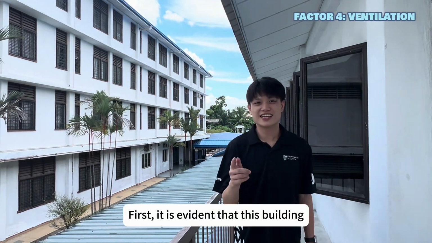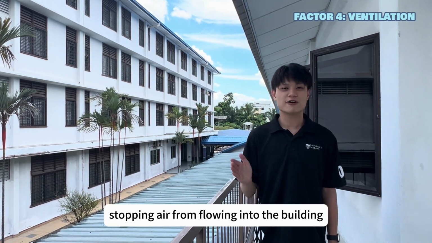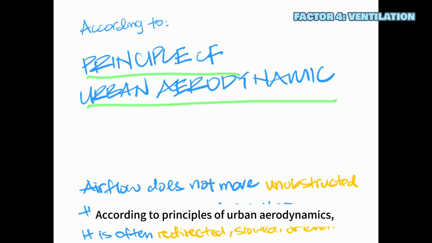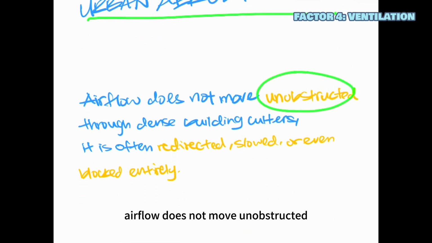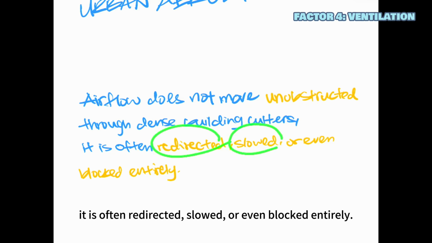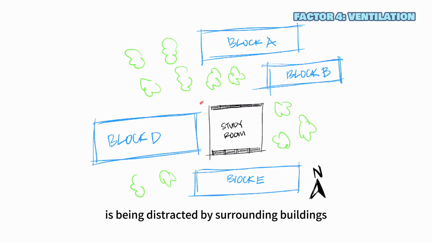First, it is evident that the building behind me is creating airflow resistance, stopping air from flowing into the building. According to the principle of urban aerodynamics, airflow does not move unobstructed through dense building clusters. It's often redirected, slowed, or even blocked entirely. This sketch shows how the airflow in the study room is being disrupted by surrounding buildings.